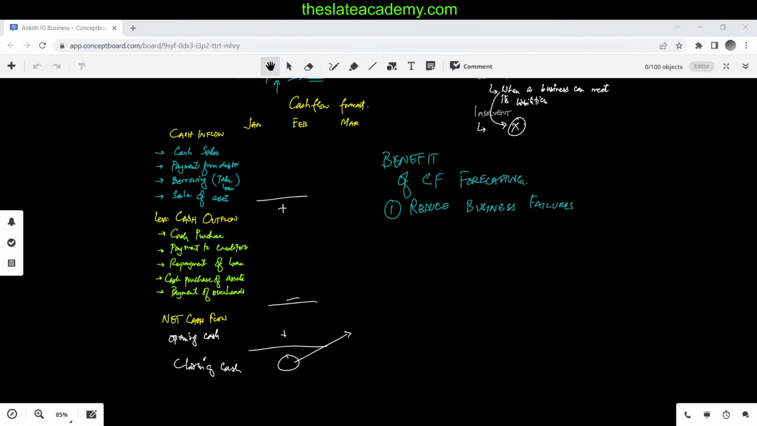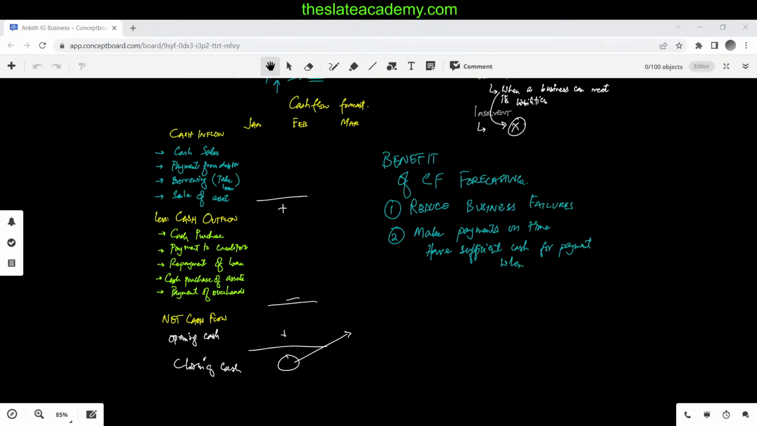Similarly, reducing business failures automatically implies that I am able to make payments on time, or in other words, have sufficient cash for payment when needed.